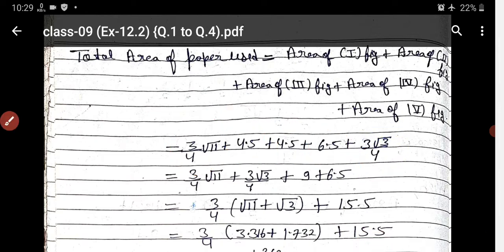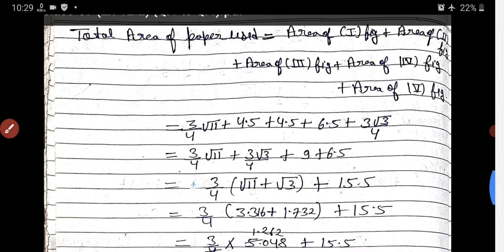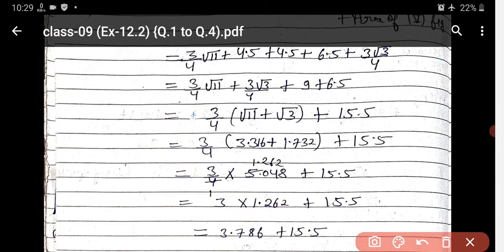Now what do you add? Just write the under root values together, and 4.5, 4.5 becomes 9, and there is 6.5. When you add 6.5 to 9, it becomes 15.5. Now in this value you have to take out 3 by 4 common. So under root 11 and under root 3. Now you have to find both values by using the long division method from class 8. So you will get here under root 11 value 3.316, under root 3 value 1.732. I am not going to explain how to find this value because in class 8 you already did all these questions. Okay.